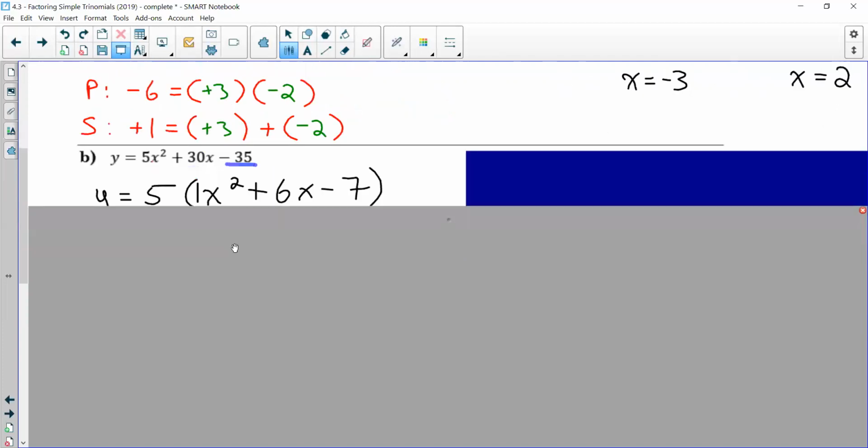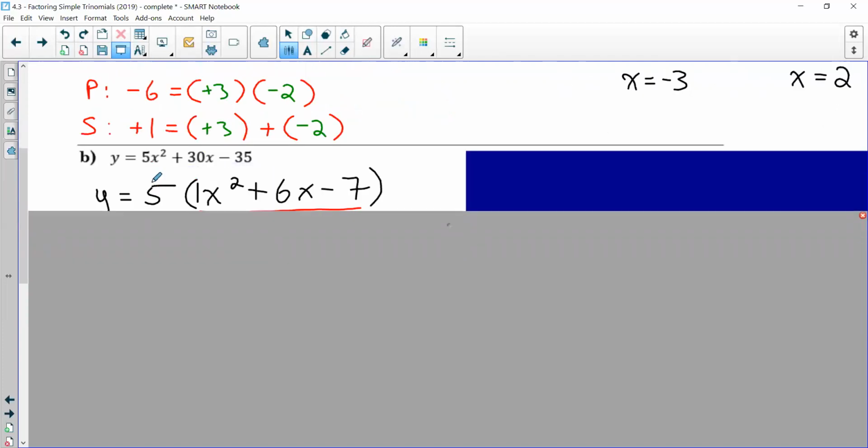So again, you can think of this as the division process. 5 into 5 is 1. 5 into 30 produces a 6. And 5 into negative 35 produces the negative 7. Leave those variable portions behind.